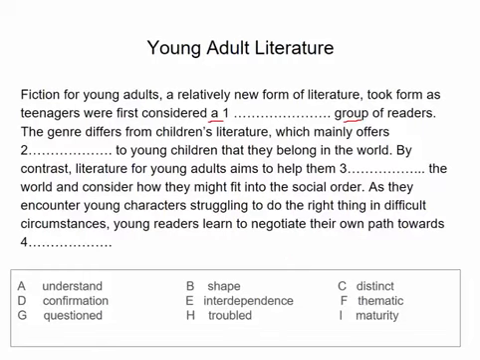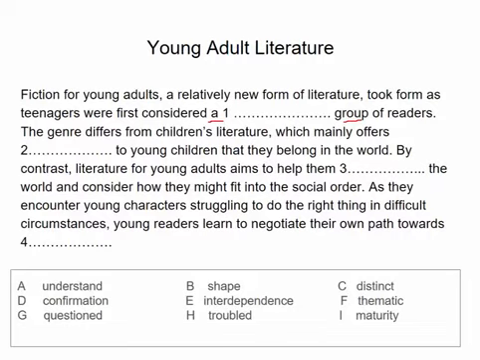Okay, how about number 2? The genre differs from children's literature, which mainly offers blank to young children. Okay, well, you might know that offer is a transitive verb. That's a grammatical concept there. It can have an object afterwards, and objects are nouns. Okay, so to complete this little phrase here, we could say, which mainly offers what? Well, the answer is going to be a noun there. And so we could have a pretty good guess that the answer choice we need to fill in for number 2 is going to be a noun.